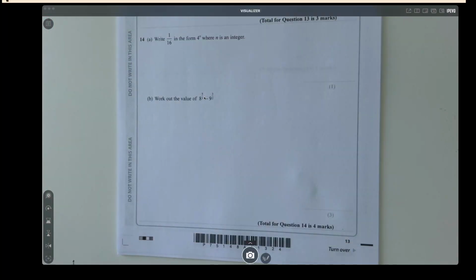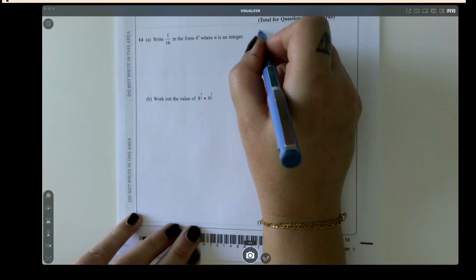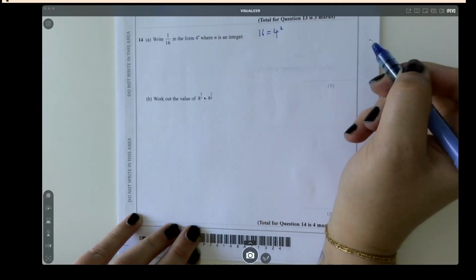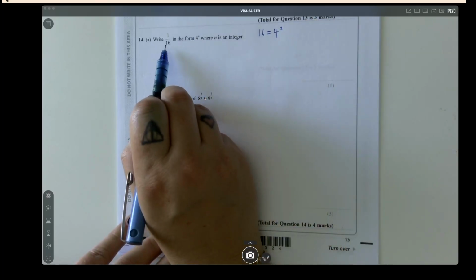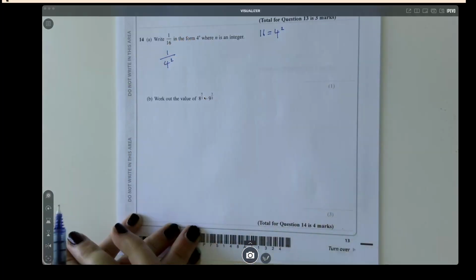Question 14a. Write 1 over 16 in the form 4 to the power of n, where n is an integer. So we need a base number of 4. I'm going to first of all figure out what 16 as a power of 4 would be. Well, I know that that's 4 squared because 4 times 4 is 16. So I'm going to replace 16 in this fraction with 4 squared. So 1 over 4 squared.